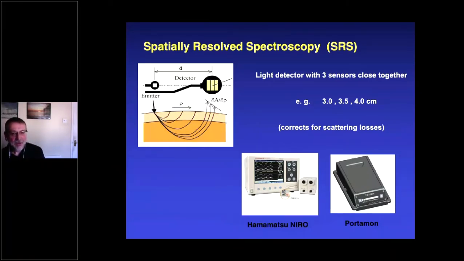So every device that has that kind of setup, where you have a source and then detectors a distance away, 3 sources or 3 detectors very close together, uses the same technology, originally designed using the Hamamatsu device, and the Portamon device uses it now. They broadly measure in the same way.